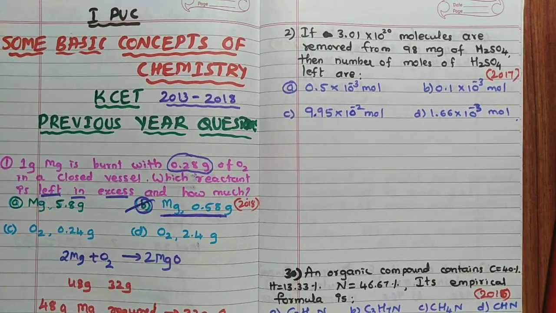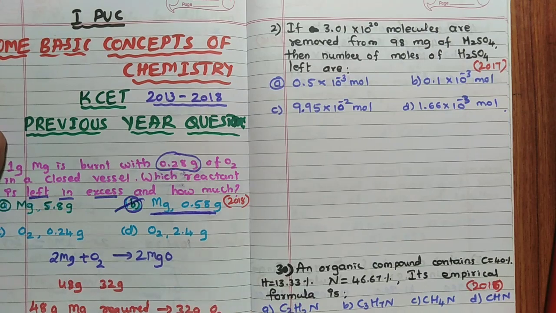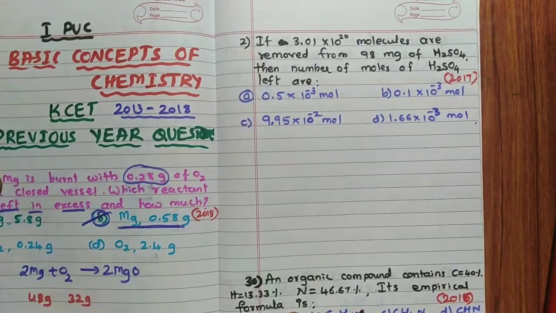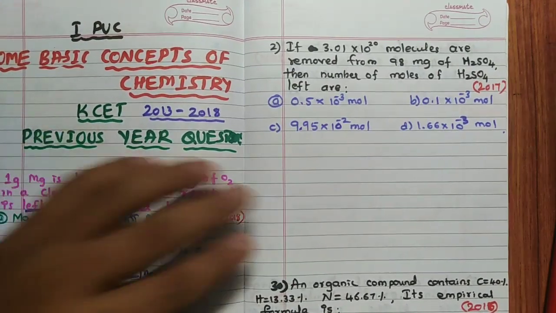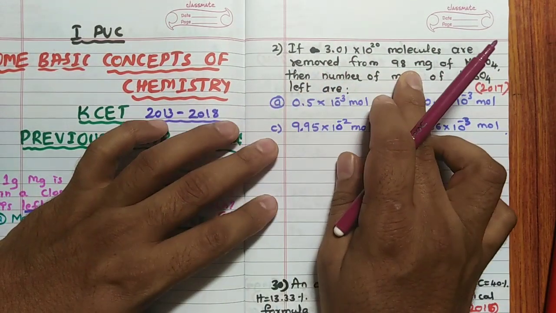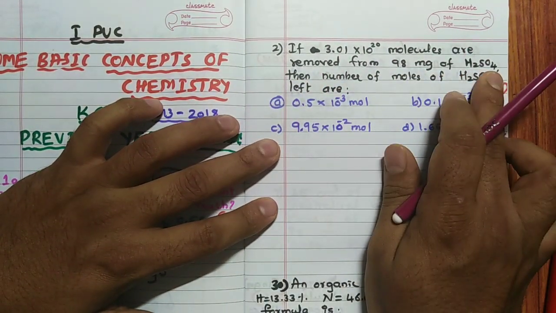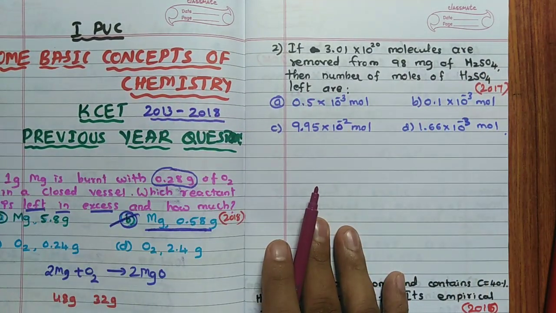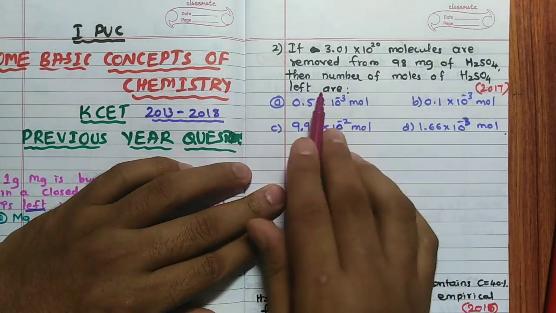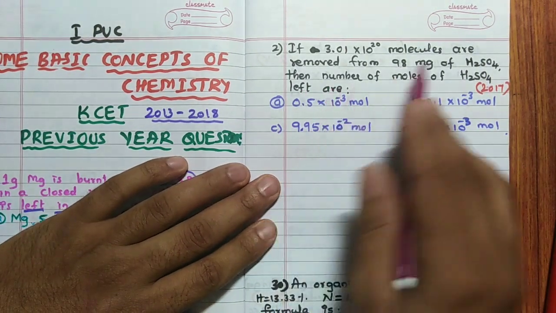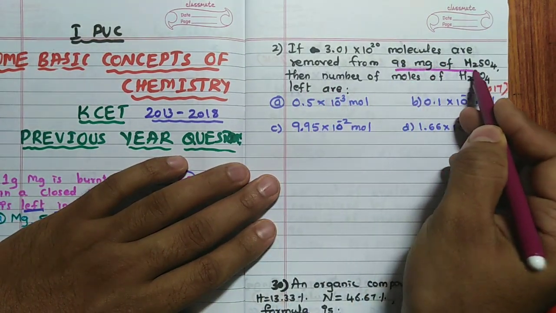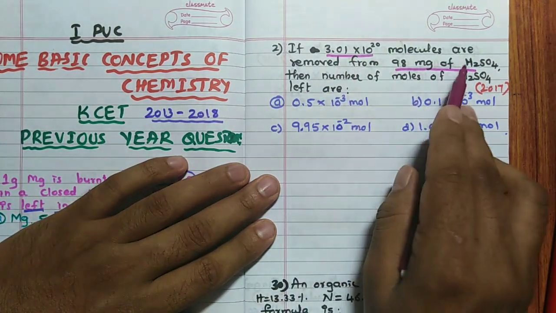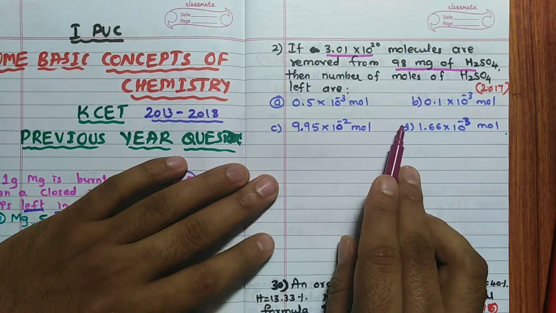In the second question, what is given? 3.01 into 10 to the power 20 molecules are removed from 98 mg of H2SO4. Then the number of moles of H2SO4 left is? See, calculate the number of moles of H2SO4 left. First you have to calculate the number of moles present in this. So that this is removed, which means this minus this, you are going to get the answer.